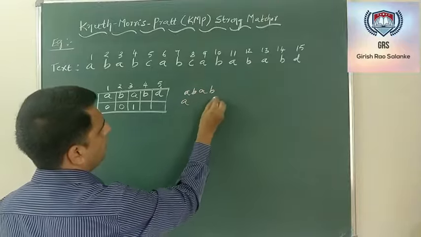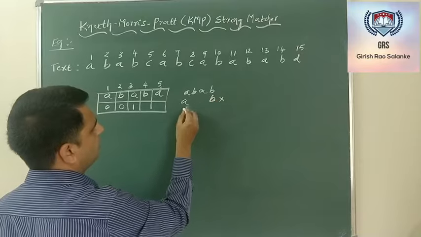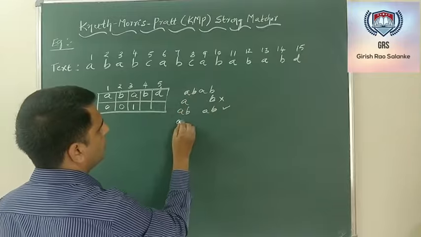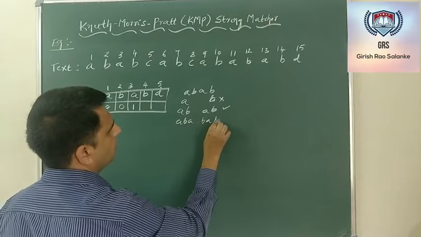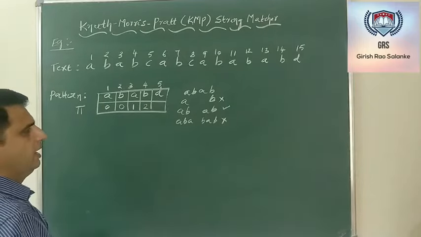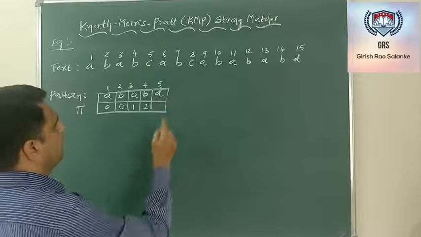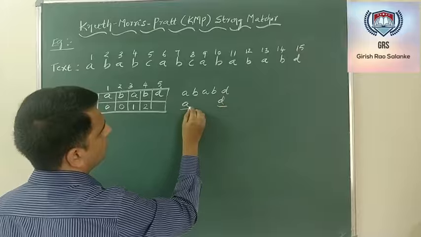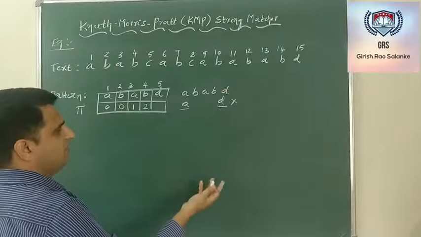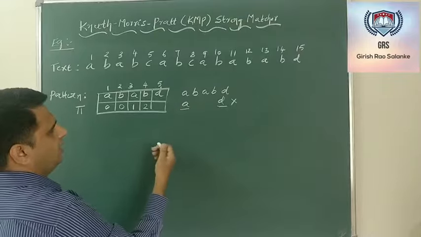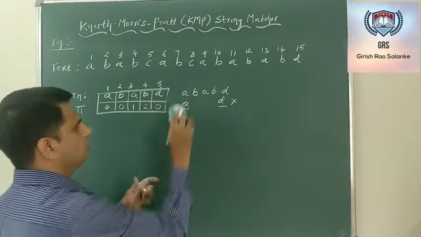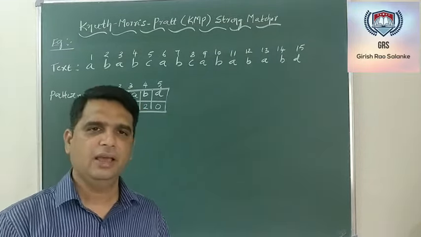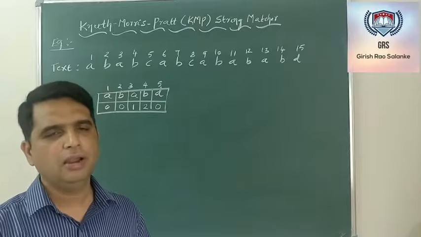Next was ABAB. Now A does not match with B, the last character does not match. But AB, the first two characters, and the last two characters match. I'll just check with ABA and BAB. This does not match. So this size is 2. Next, I'll go for the last character, ABABD. E and D do not match, and D has been introduced for the first time, so there is no meaning in going for the other iterations. So directly this is equal to 0. So this was the first step. Now I have constructed the prefix table for the given pattern.